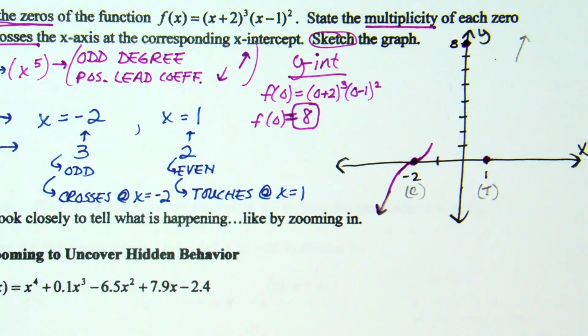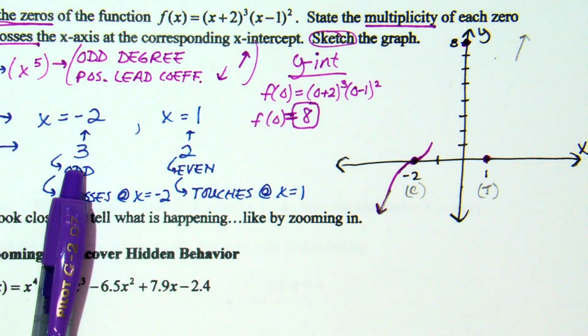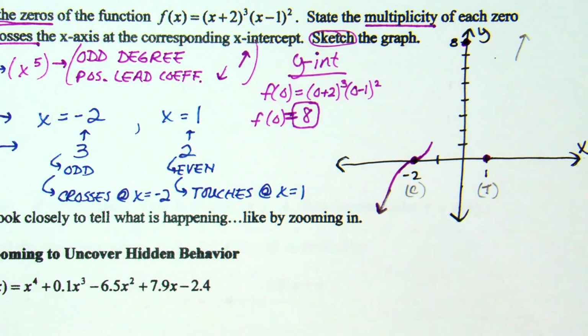Wait, why is it flat? It flattens, the higher the multiplicity is, the more it flattens out. If this is just a multiplicity of 1, it just crosses through. But the higher the multiplicity gets, it kind of flattens more. Okay, so we cross through at -2.